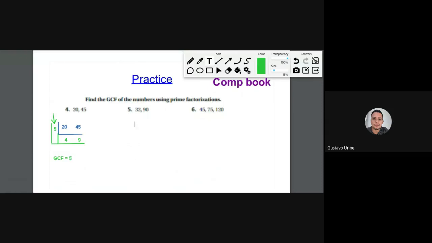Let's do 32 and 90. Now this one has 3 numbers. This ladder method I'm showing you will not work for 3 numbers. So you can do prime factorization. The objective of this lesson was just to find it for 2 numbers. But if you want a challenge, you can go ahead and try it with 3, finding the LCM of 3 numbers, or sorry, the GCF of 3 numbers.